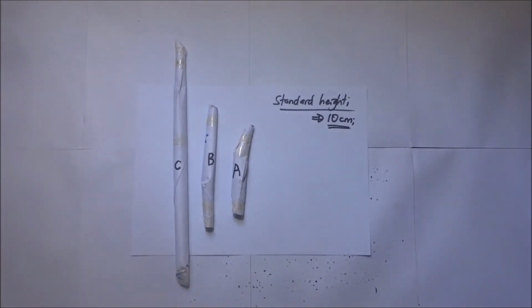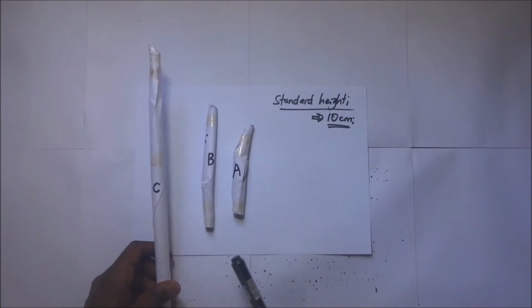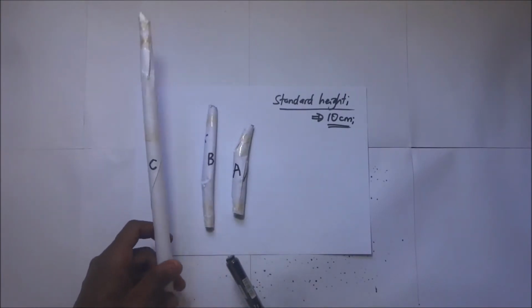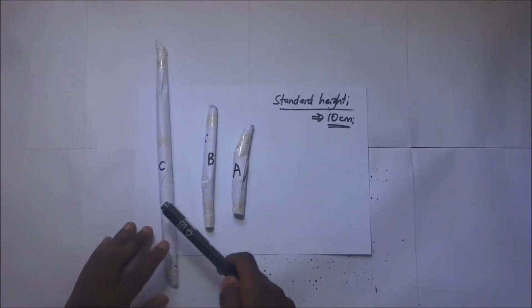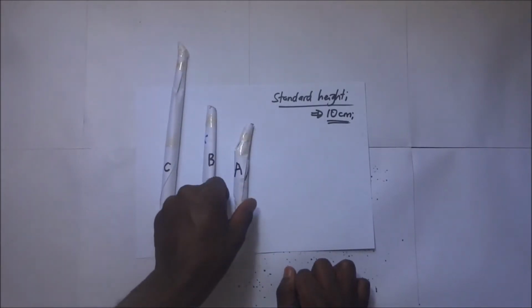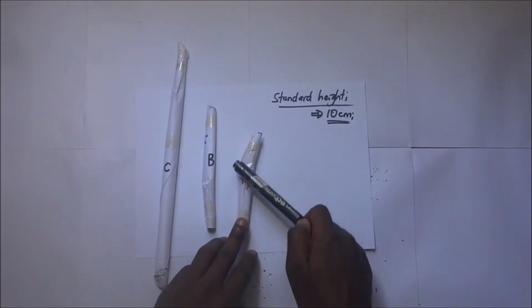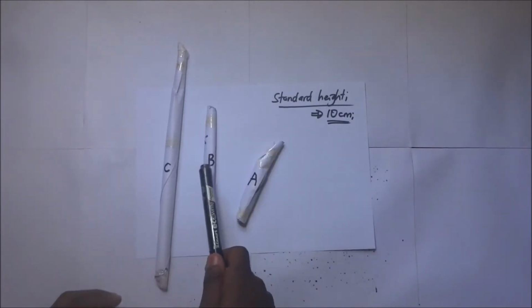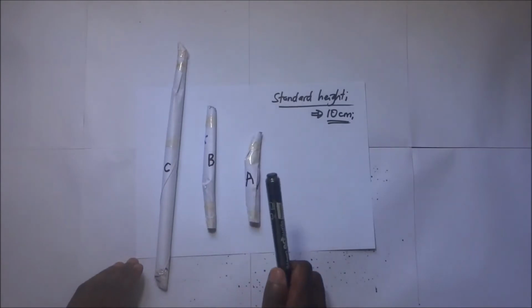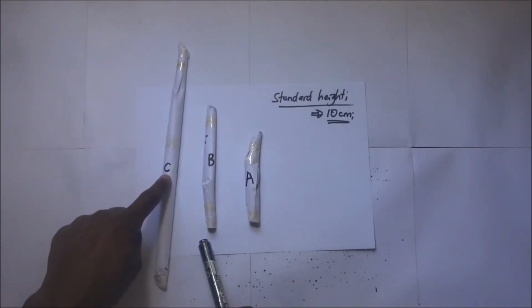So meaning that if one of the kids gets me a stick that is taller than this one, then I can go ahead and find how long is this stick in relation to my standard height. If somebody went and got me a stick that was shorter, I would go and say, how long is this stick in relation to my standard height? So what do I do? So I'll go ahead and find the relative height of stick C.